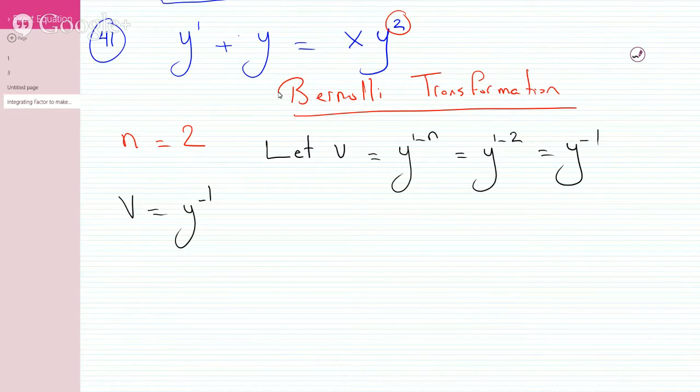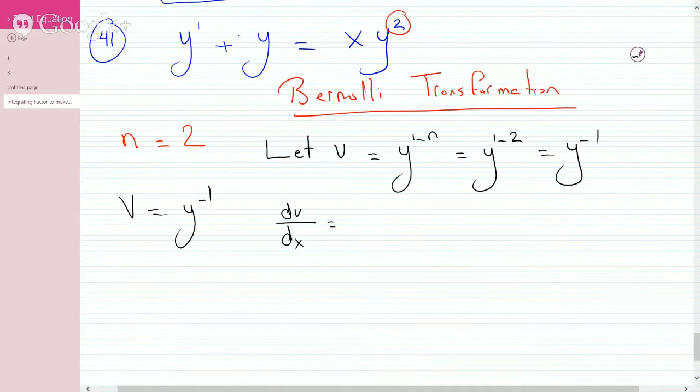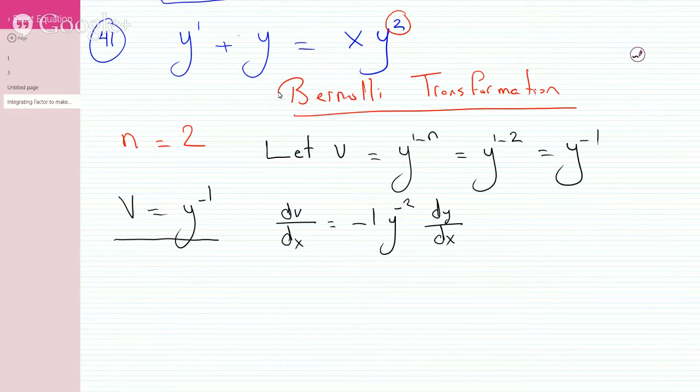Right. Okay. So then dv over dx will be, power rule on the y. So I'm differentiating this equation here. Okay. So minus 1 y to the minus 2 times dy over dx. Because of the chain rule, you have to also differentiate y. Okay. And now we're going to plug all this back into the original differential equation. So you don't have to rely on formulas. You can just work this out from scratch.